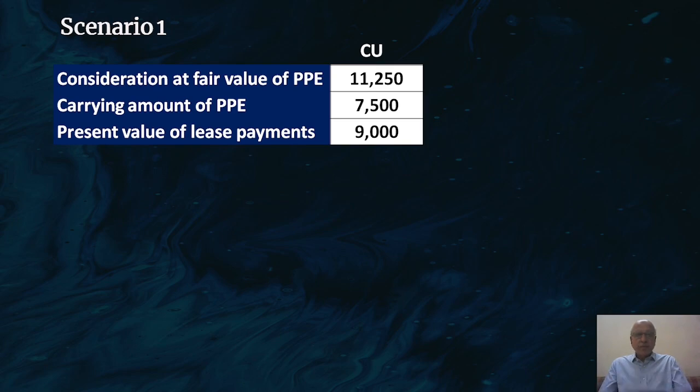Scenario 1. Information given in regard to consideration: fair value of PPE 11,250, carrying amount of PPE 7,500, present value of lease payments 9,000, which is the lease liability. Now we need to calculate the right of use asset retained and the gain or loss on rights transferred. So what is the initial journal entry at the date of measurement?